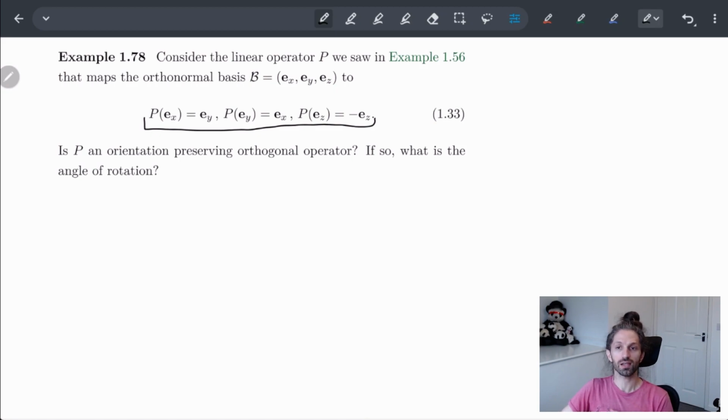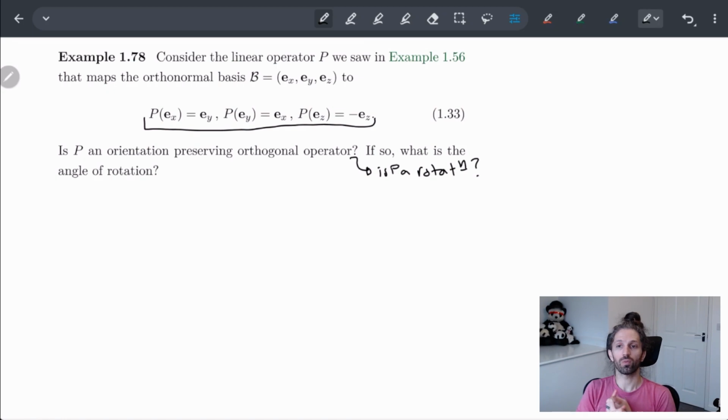So the question is: is P an orientation preserving orthogonal operator? Is this true? This is another way of saying, is P a rotation? If so, what is the angle of rotation? Can we actually figure out the angle of rotation or not? Because remember, last time we were talking about how it goes by sine, but we might not know if it went one direction or another. So let's see if we can figure out the angle of rotation if this is in fact a rotation.